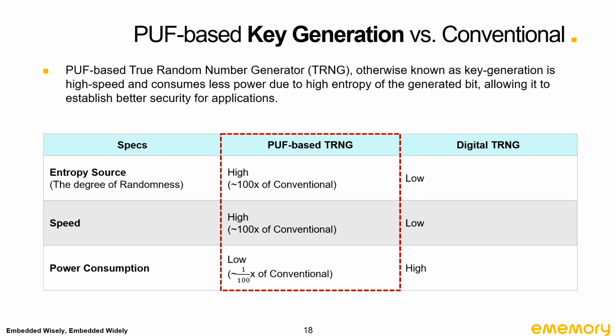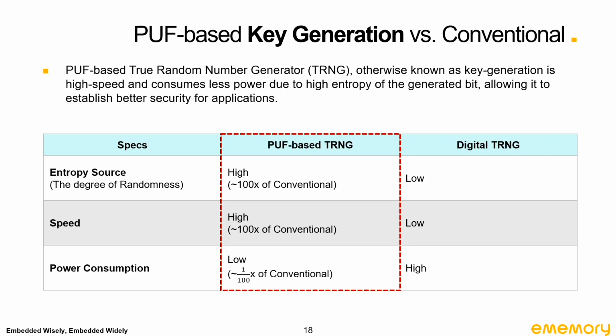The third advantage is power consumption. In our PUF-based TRNG, we have less power consumption, around 100 times lower. Again, this has to do with the post-processing that conventional TRNG requires, which leads to more cost and energy use.